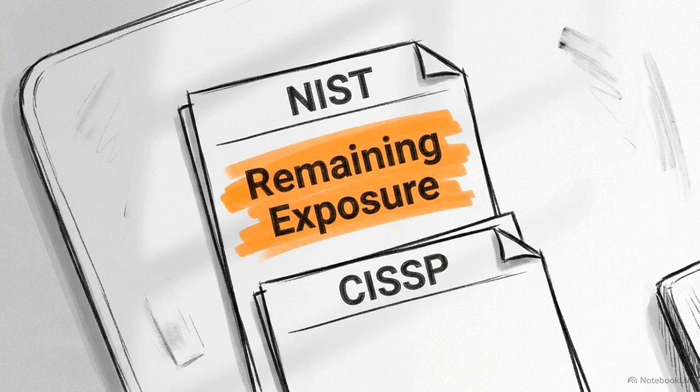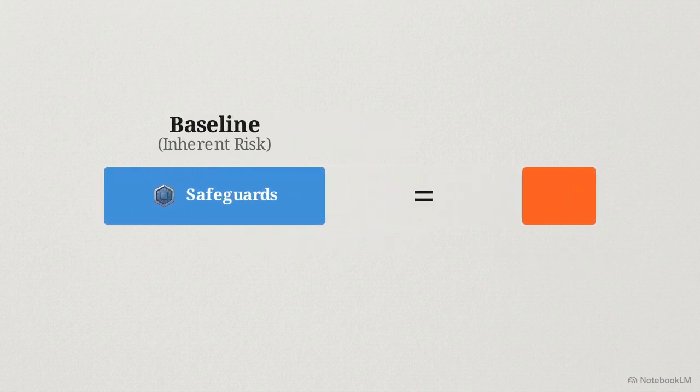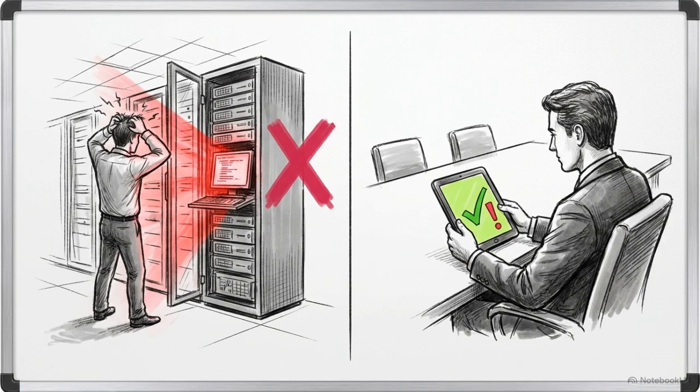According to NIST and CISSP standards, the portion of risk that remains after these measures are applied is the residual risk. This creates a linear relationship. Subtract the impact of your mitigation controls from your inherent risk, and the remainder is your residual risk. Management navigates residual risk as a baseline business reality rather than a technical failure of the security team.